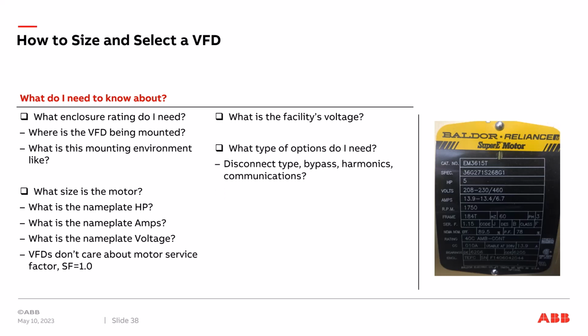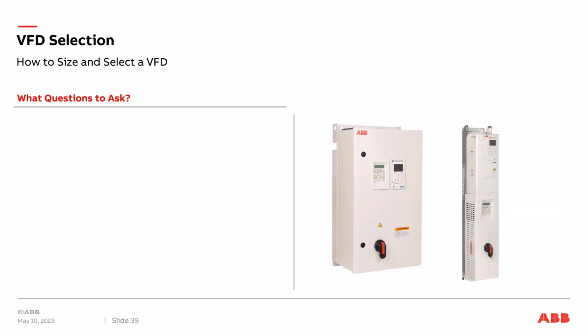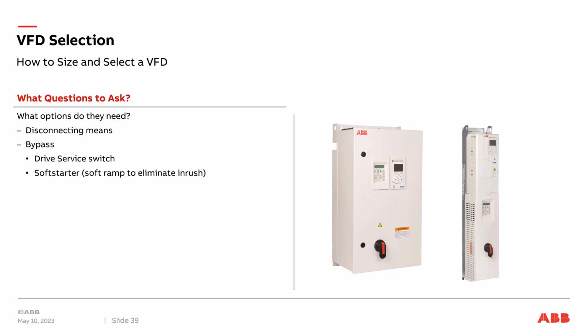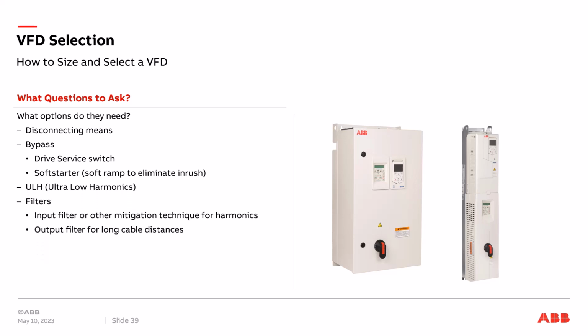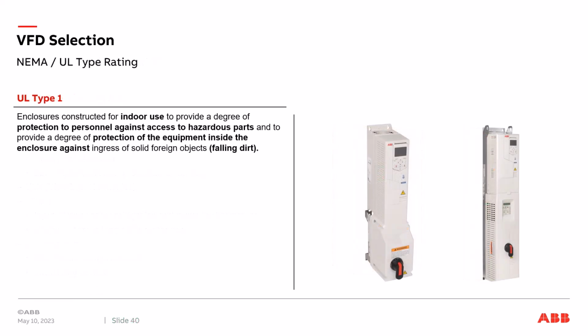What type of options do I need? A disconnect type, bypass, harmonic mitigation issues, and communications. There are all possible options you can buy with your drive. So some questions we can ask: what options do you need? Disconnect means, bypass, drive service switch, soft starters, which is a soft ramp to eliminate inrush, ultra harmonic drives, input filters and other mitigation techniques to reduce harmonics, output filters for long cable lengths, option cards for communication protocols, and extra relay outputs.